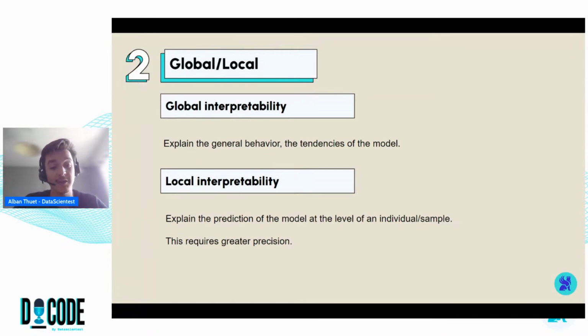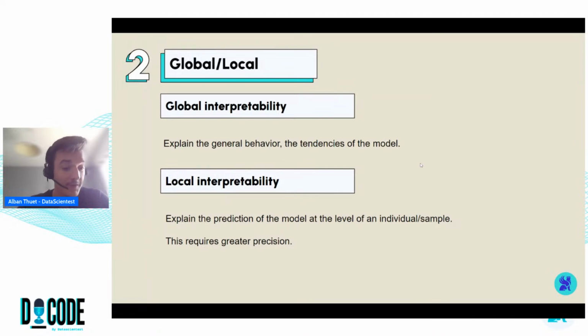For global interpretability, the objective is to explain the general behavior and the tendencies of the model. So let's say you have your model that is able to make the classification between cancer and not cancer. Global interpretability will tell you that, generally speaking, your model looks at the shape of the lung or the size of the lung. Local interpretability explains the prediction of the model at the level of an individual sample, a patient. So it will tell you that for this specific patient, not in general, the model looked at the shape of the lung, or it looked at the top of the lung.